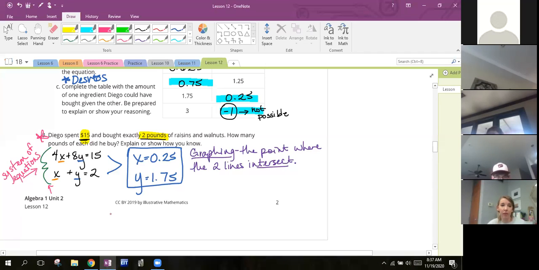And when you have a system of equations, you're trying to find that x value and that y value that makes both equations true. Thank you. All right, so that's what a system of equations is. It's just multiple equations for the same situation, and you're trying to find the x and y value that makes both of those equations true.